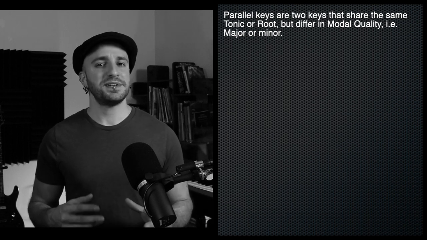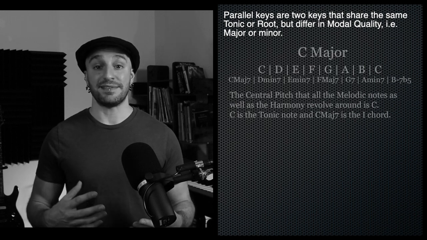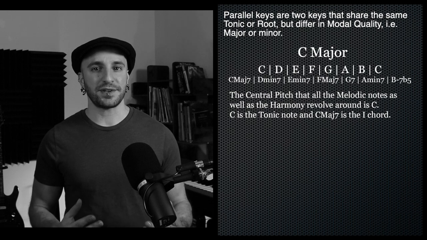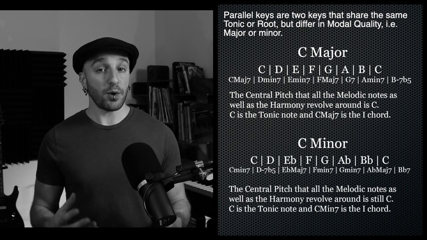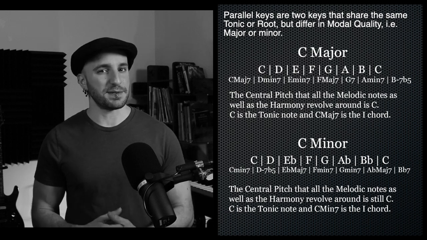Parallel keys are two keys that share the same tonic or root, but differ in modal quality, such as major or minor. So for example, if you have C major, its parallel minor key is C minor. So both keys revolve around the note C, but one is major in quality and the other is minor.